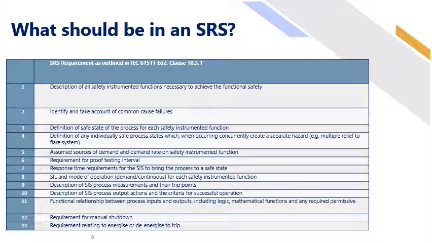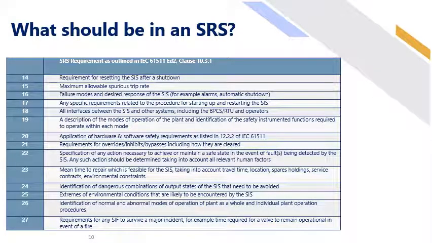61511 identifies 27 different areas that need to be completed and data to be stored on. And these areas can be things like the general description of the safety instrument function and how it's going to achieve the functional safety, through to information such as describing the process measurement and their trip points, and requirements for manual shutdown. Let's have a look at the rest of the list. We have also things like maximum allowable spurious trip rates, and identifying any other interfaces between the SIS and other systems such as BPCS.